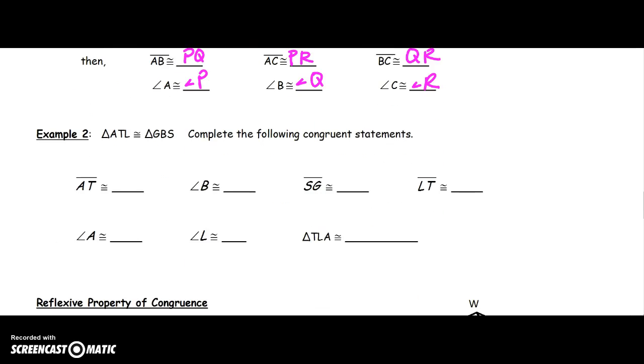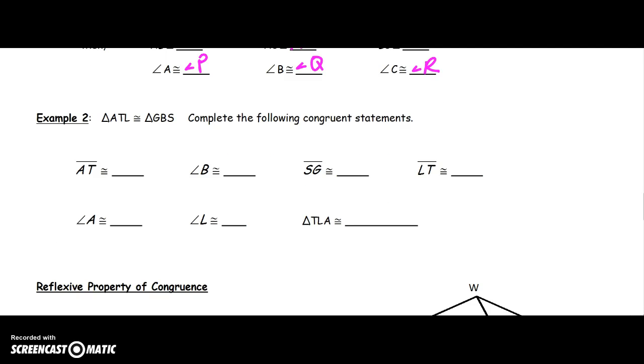So what we're going to do is give a congruency statement. Triangle ATL is congruent to triangle GBS, and we're going to figure out, without drawing triangles, what is congruent. Okay, so AT is right here, and you go to the next one, and what are in the first two positions? GB. Because they're in the same position in the congruency statement, they are congruent. Angle B is congruent to angle T, because again, they're both in the middle.